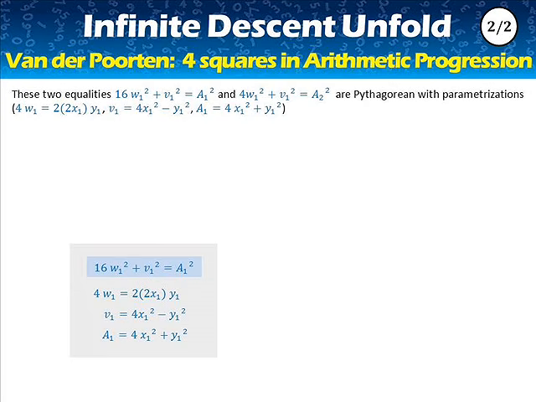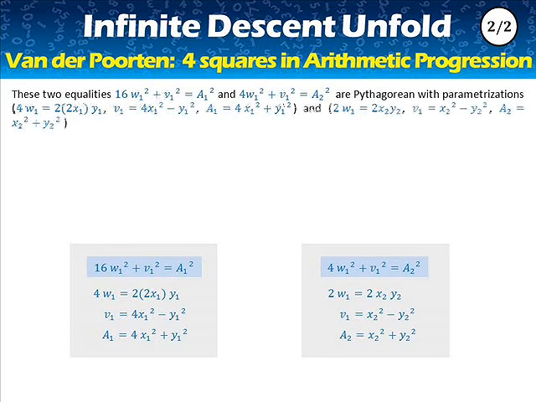The first one: 4w₁ equals 2 times 2x₁y₁, v₁ equals 4x₁² minus y₁², and a₁ equals 4x₁² plus y₁². The second equation has parametrization 2w₁ equals 2x₂y₂, v₁ equals x₂² minus y₂², and a₂ equals x₂² plus y₂², with xᵢ and yᵢ coprime of opposite parity.